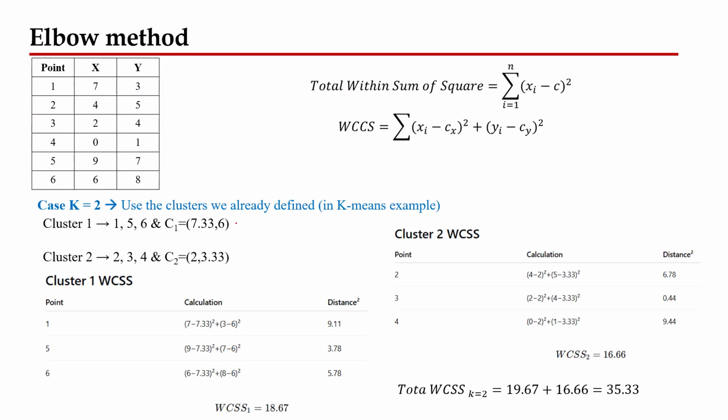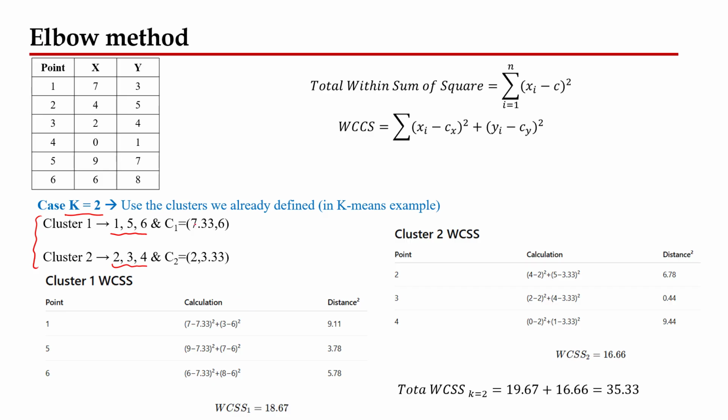In a second case, I am using the k-means clustering example in which we have taken two clusters. In cluster 1 we have taken observations 1, 5 and 6. In cluster 2 we have taken observations 2, 3 and 4.